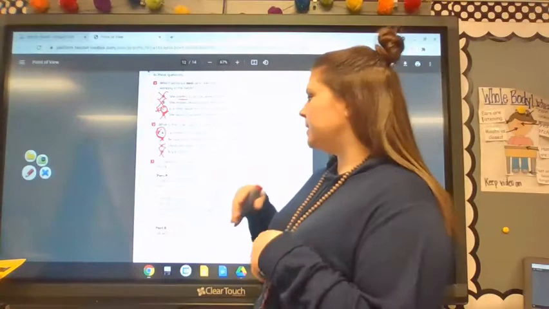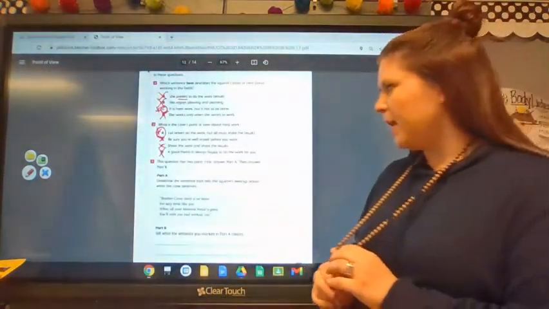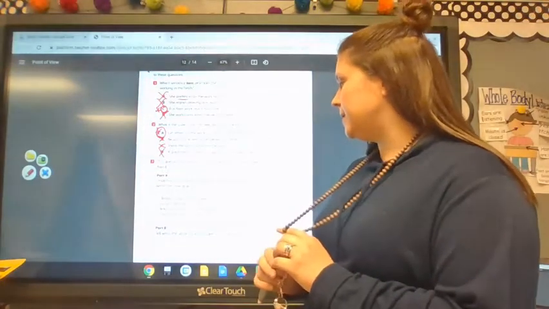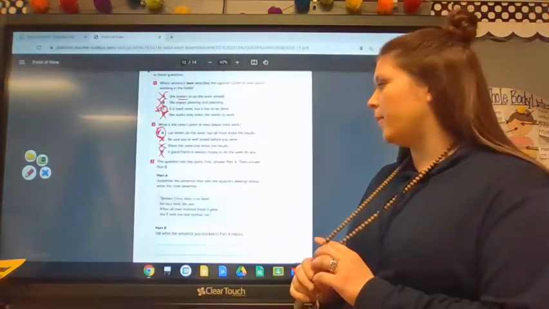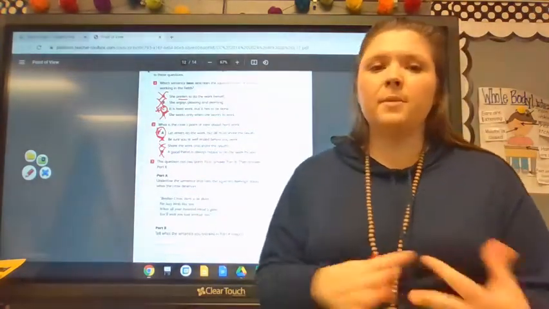All right, number 3. It has 2 parts. First answer part A, then answer part B. Part A says, underline the sentence that tells the squirrel's feelings about what the crow deserves. So remember, this line comes at the end.